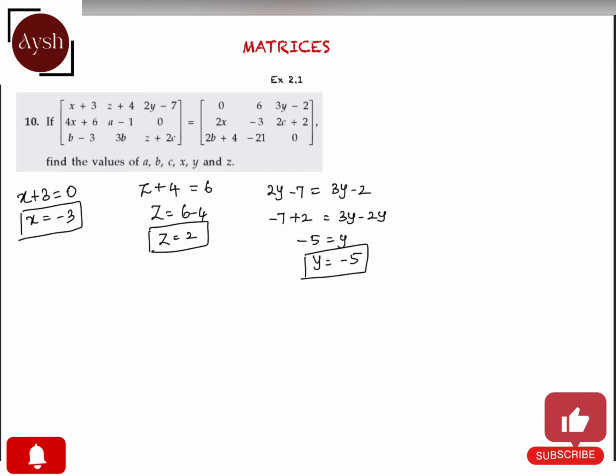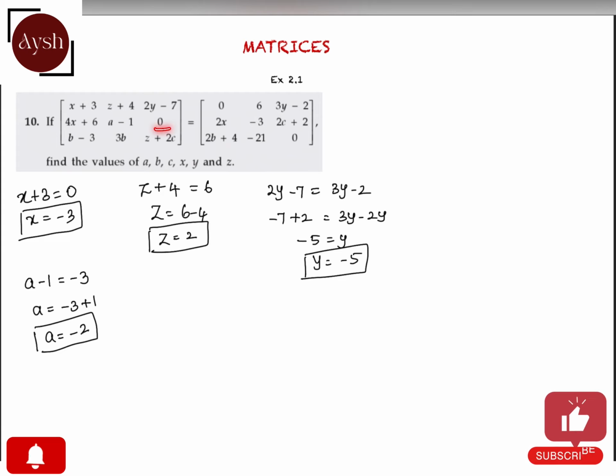Next x value கண்டுபிடிச்சிட்டோம். So 4x plus 6 is equal to x எடுக்க தேவையில்லை. Next a minus 1 is equal to minus 3. So a minus 1 is equal to minus 3. A is equal to minus 3 plus 1. A is equal to minus 2.